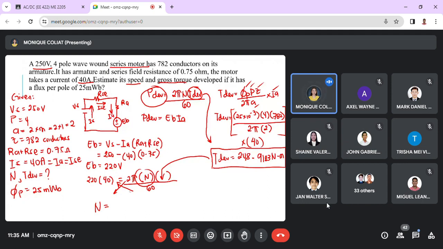337.5959. Okay. Ayun. So, 337.5959 RPM. So, RPM tayo kapag naka-over 60. Kapag wala yan, that is RPS. So, RPM. So, ayan yung speed na hinahanap.